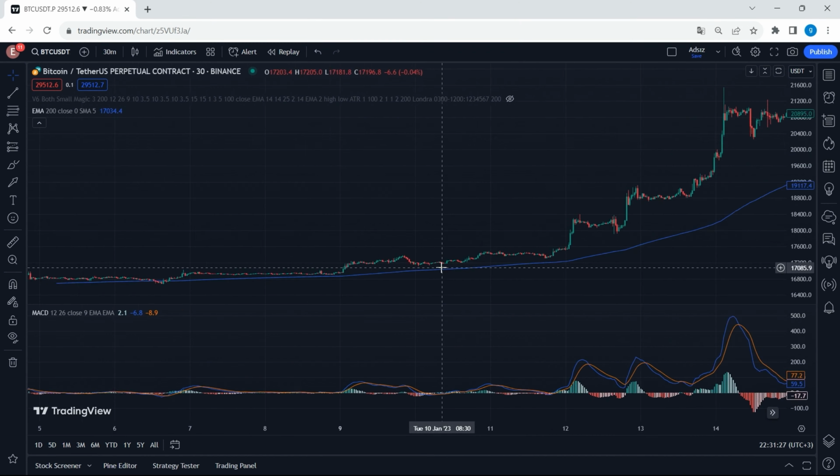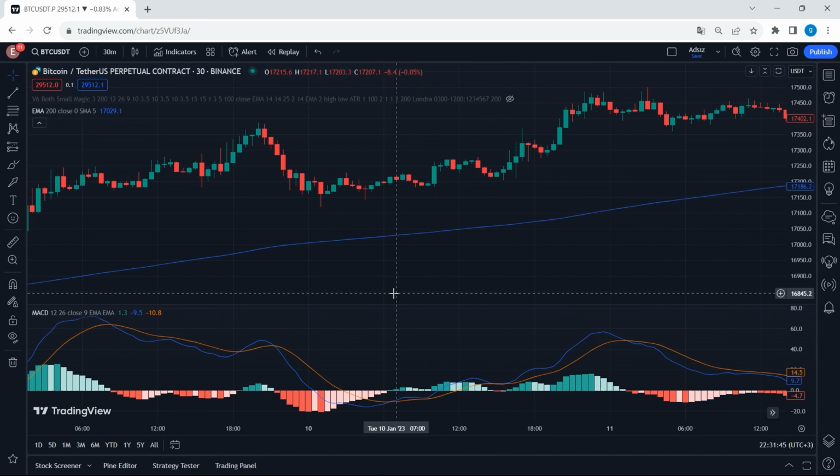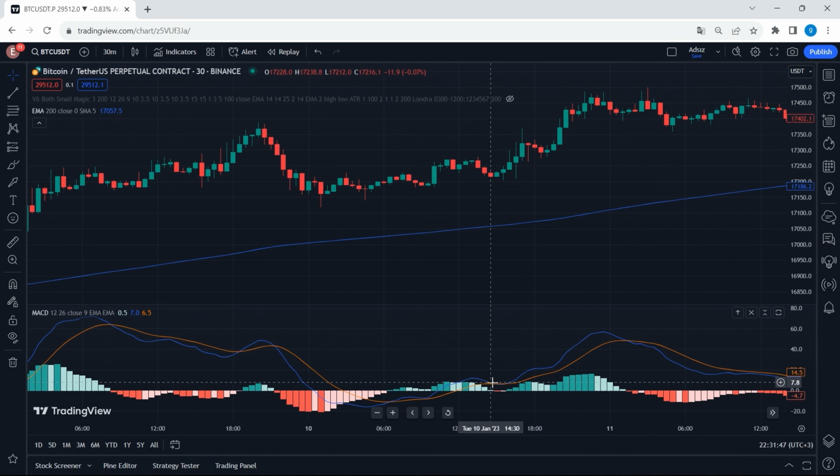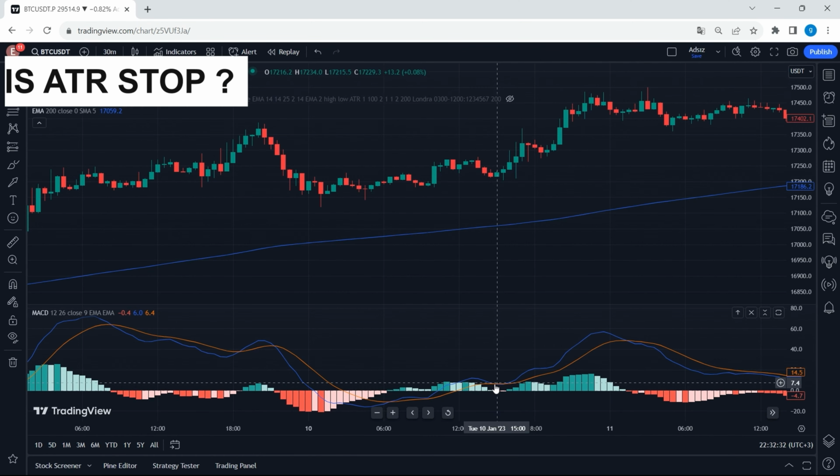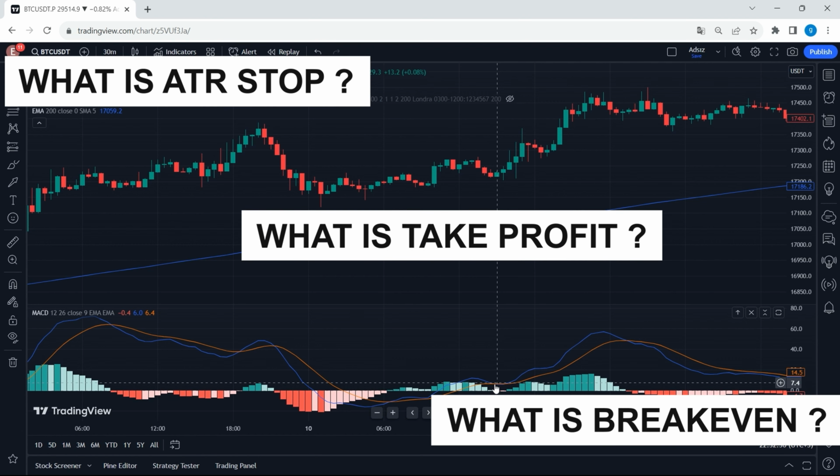Let's go back to the beginning of our example. Let's say you enter along here, then we are told that we can exit the position when the blue cuts down again. Of course, I coded two ways. We will see both this exit and what would happen if we put two ATR stops and make 2 RR profit. We'll see. By the way, what is 2 ATR stop? What is break even? What is take profit?